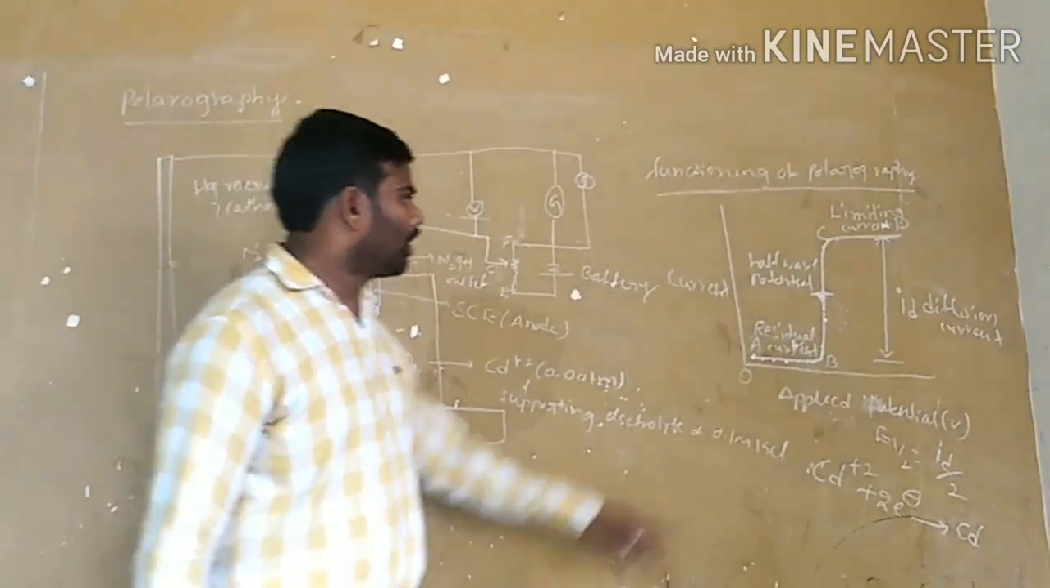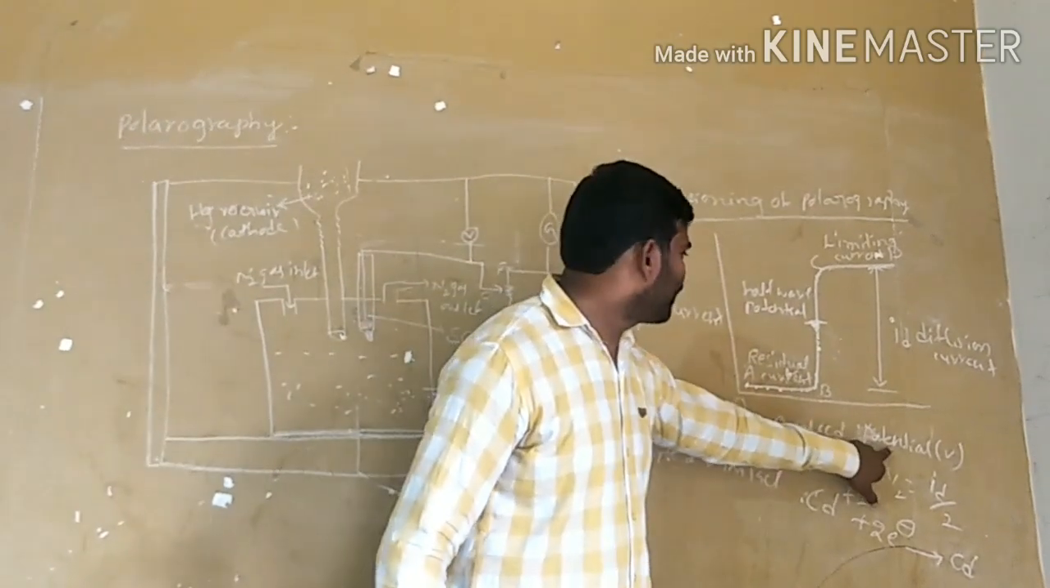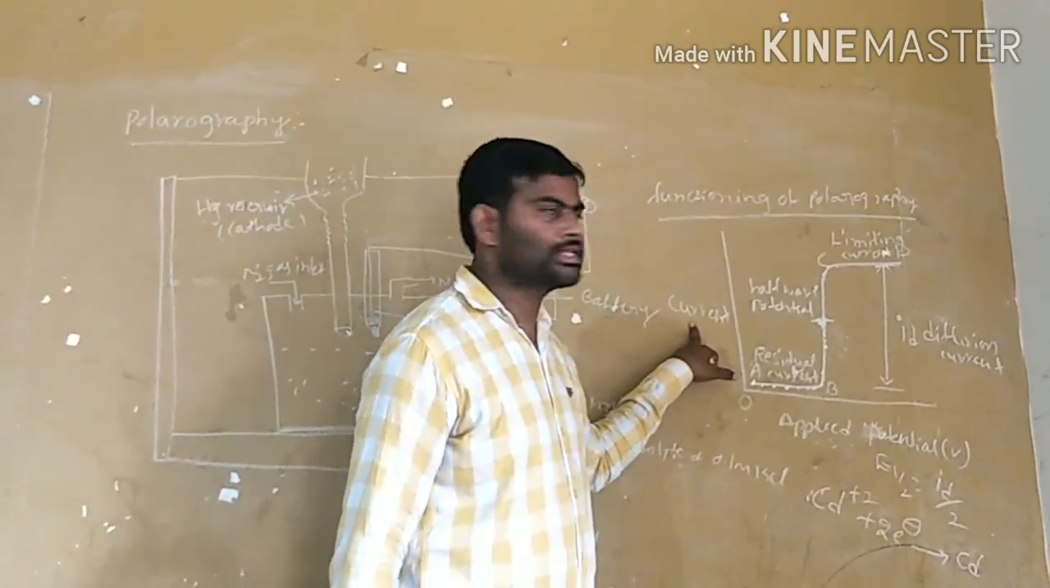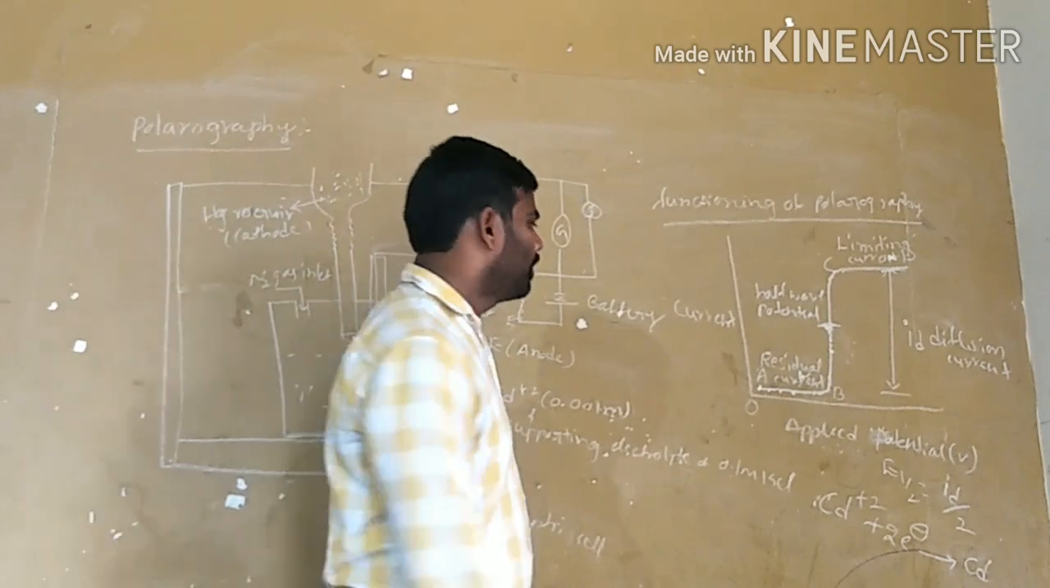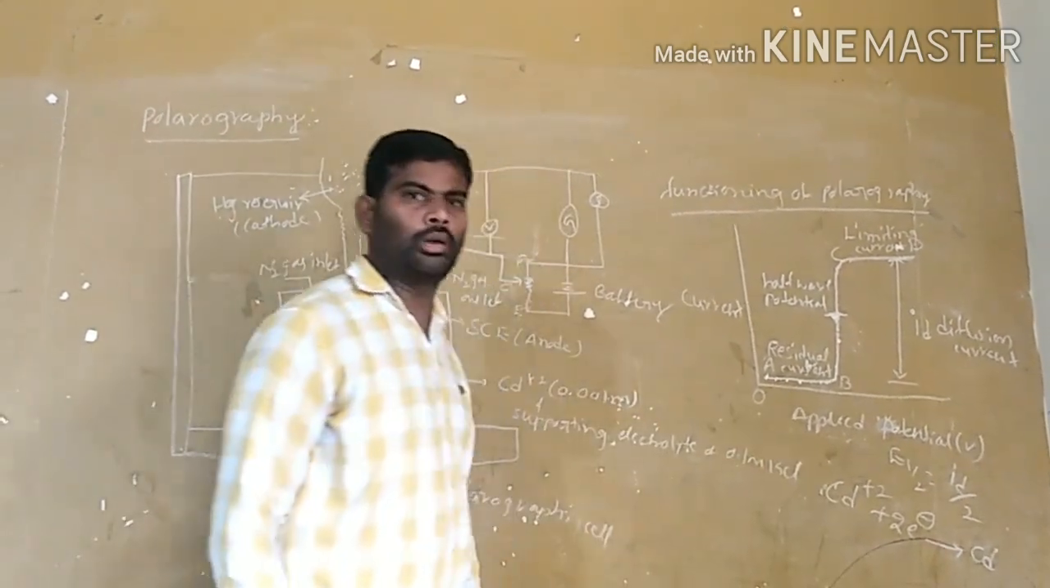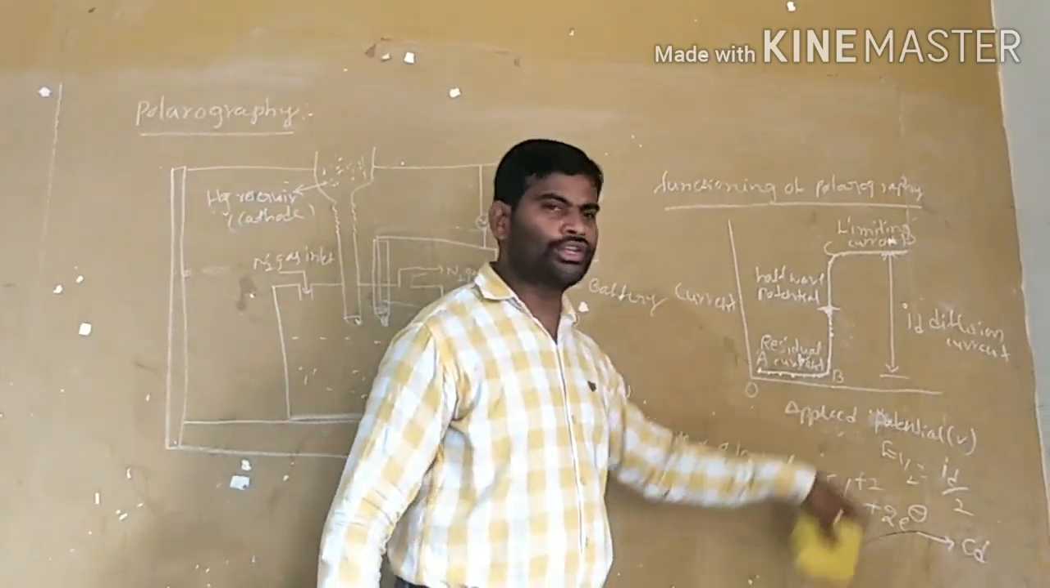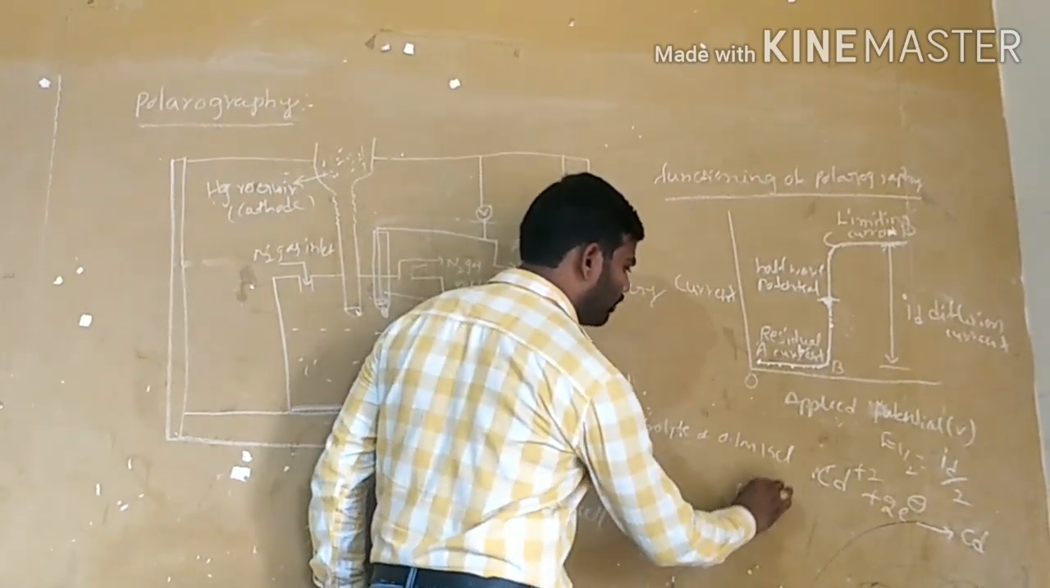The graph drawn between applied potential and the current is called a polarogram.